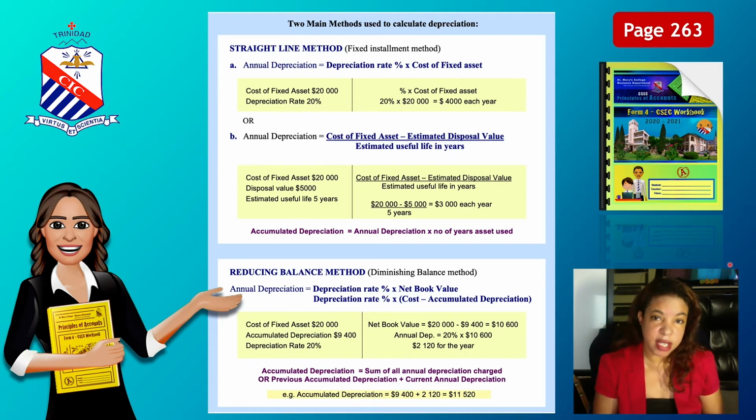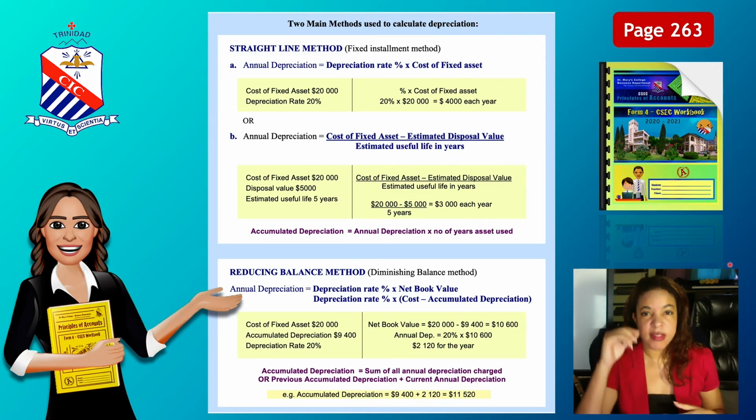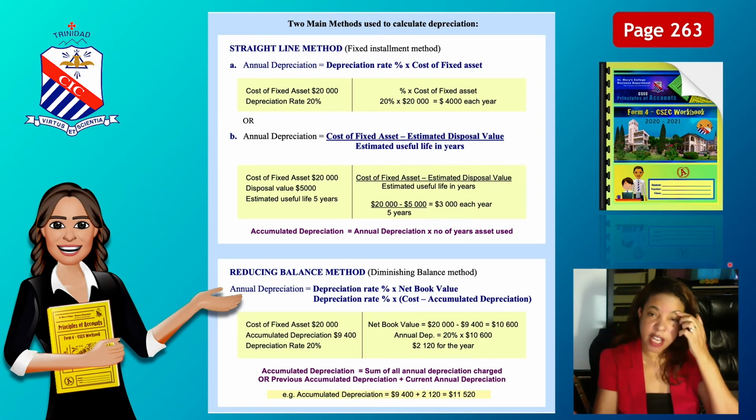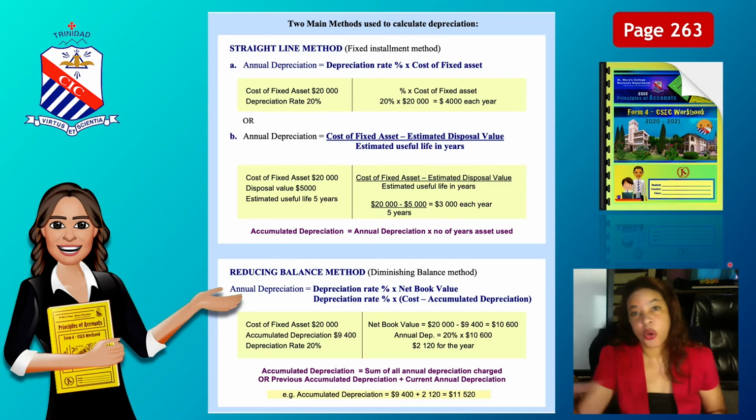If they tell you straight line method, they give you a percentage by cost. If they do not give you a percentage, for straight line method it is cost minus disposal value over useful life of the non-current asset. These are estimates, of course, except for cost, which is a definite figure. And if they tell you it is reducing balance method, you will use the formula percentage by net book value, or the long version, percentage by cost minus accumulated depreciation. Or you just work out your net book value, which is cost minus accumulated depreciation, and then find the percentage of that net book value.